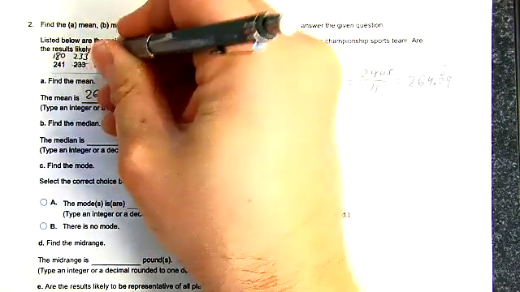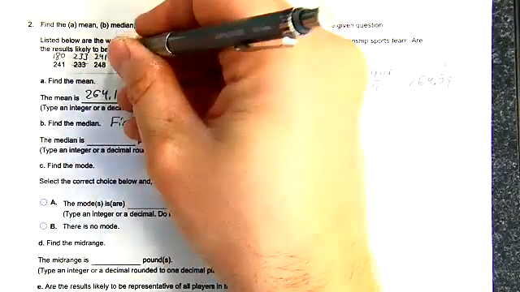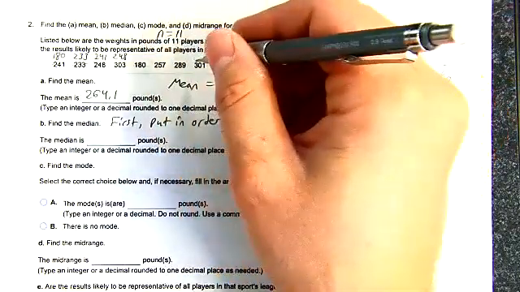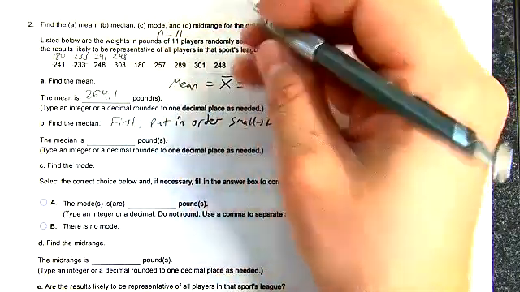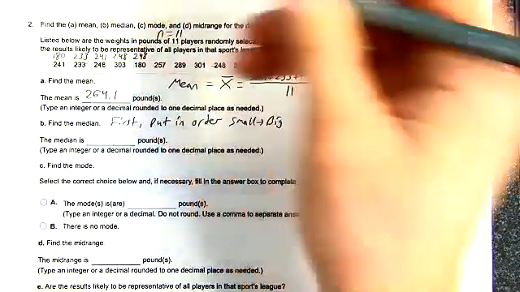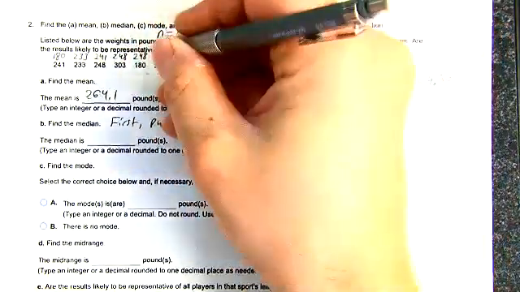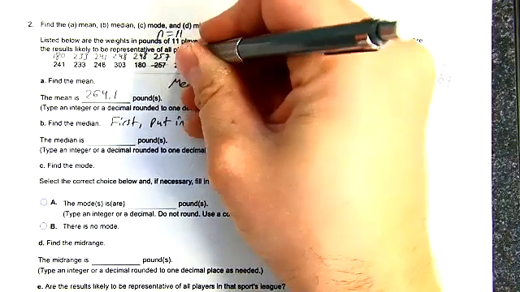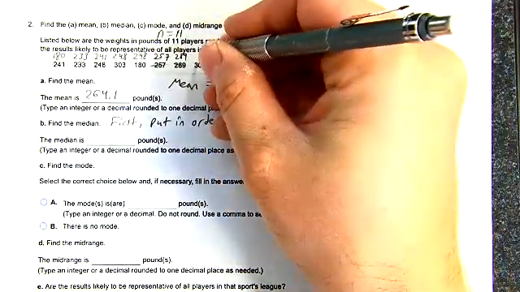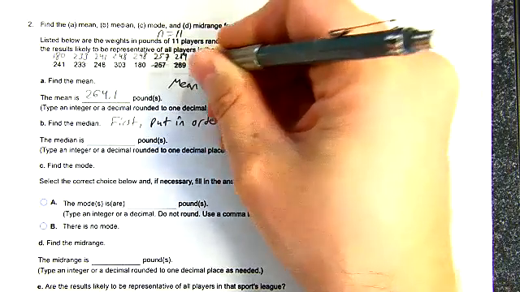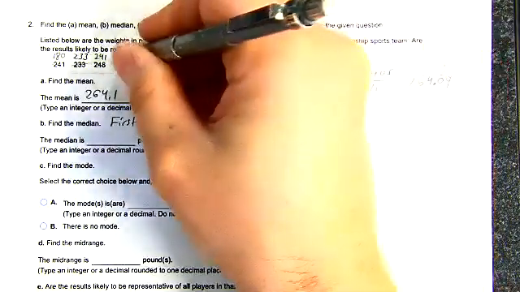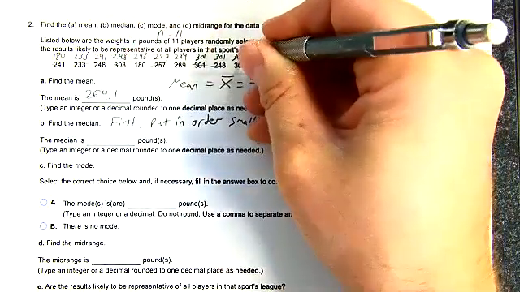Then 241, 248. Then it looks like another 248. Then I'm showing 257 if I didn't miss one. 289. 2 301s. A 303. And a 304 if I didn't make a mistake.